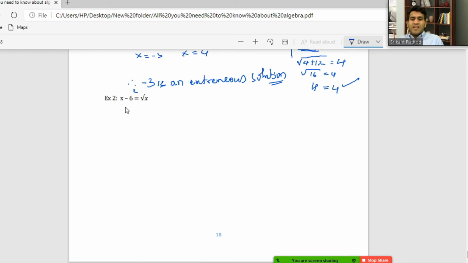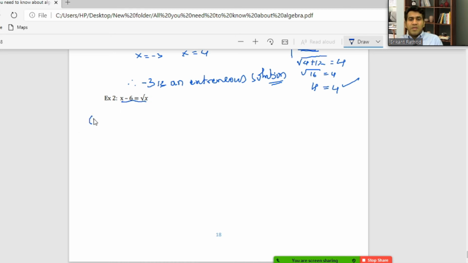Let's consider another example here. x minus 6 is equal to root x. So to identify what the extraneous solutions to this expression are, first we need to simplify this. How do we simplify this? By squaring the terms on both sides. To get rid of the square root, we have to square it, right?